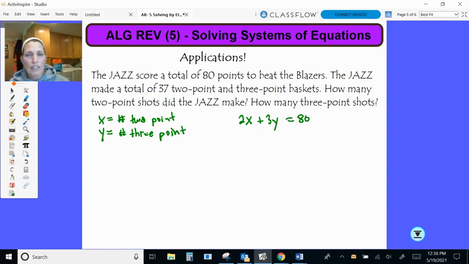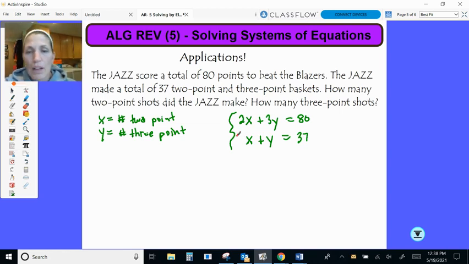How many 2-point shots did the Jazz make? Oh, let's see. The Jazz made a total of 37 2-point and 3-point baskets. So that means that the 2-point plus the 3-point baskets equals 37. Okay, so the total number of actual baskets made is 37. So now we have a system of equations here. We can use elimination here is what I would do, okay? Because we already have it set up to where they're stacked on top of each other.